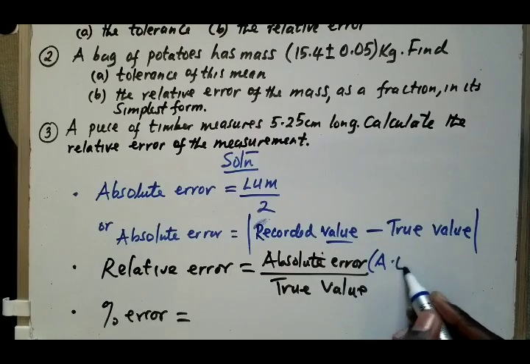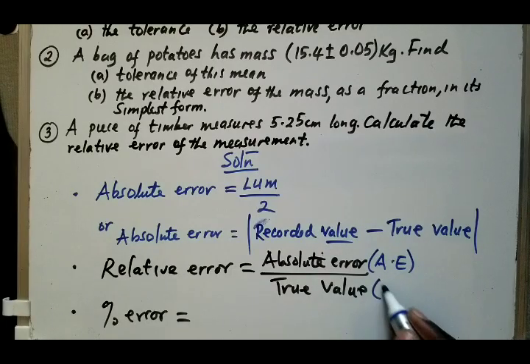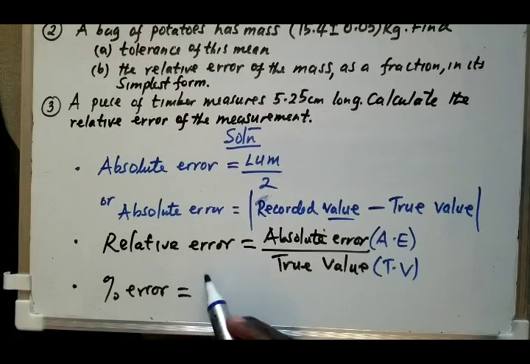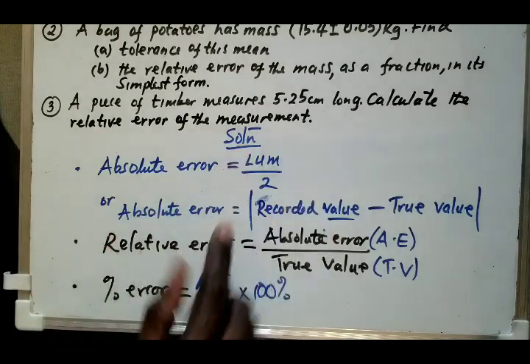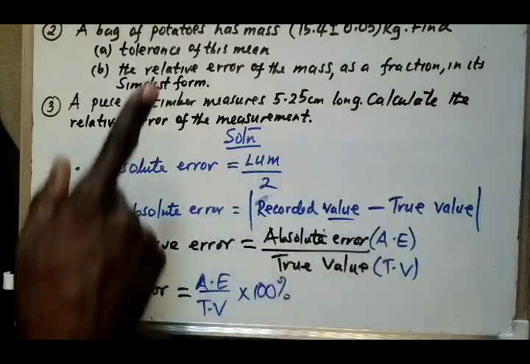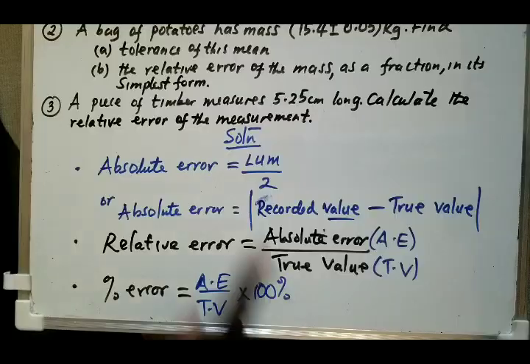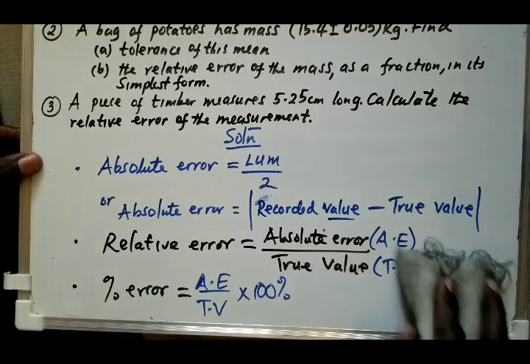Remember, absolute error, I will abbreviate it as AE, then the true value or measurement, I will represent it by that. So for the percentage error, you need to say the absolute error divided by the true measurement or the true value, then you express it as a percentage. So these are concepts that you need in your paper 1 in order to answer such questions. You're going to see as I try to demonstrate that.